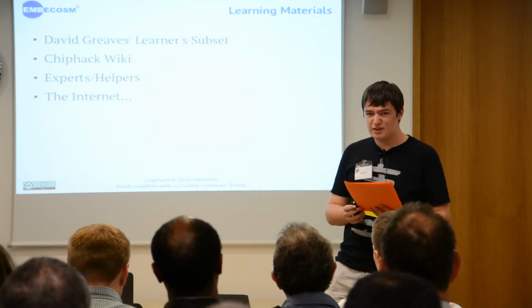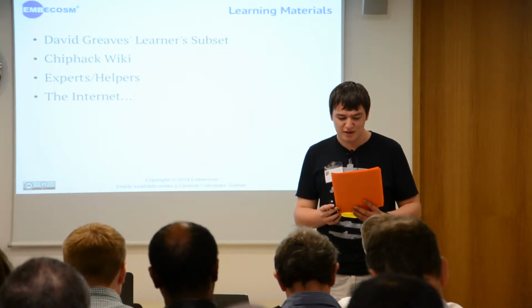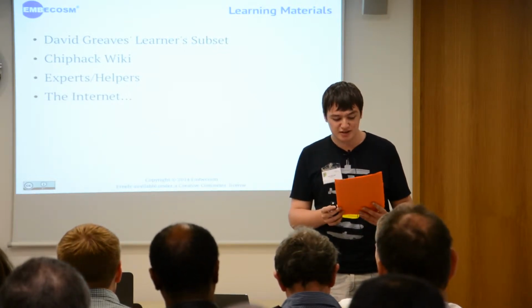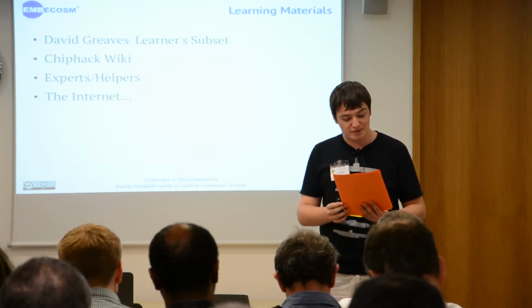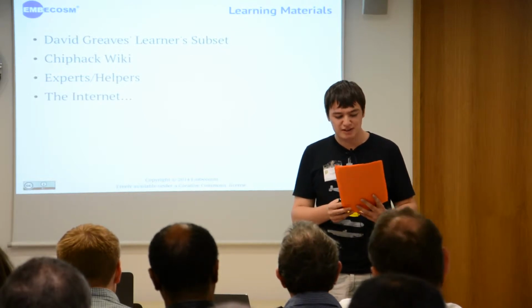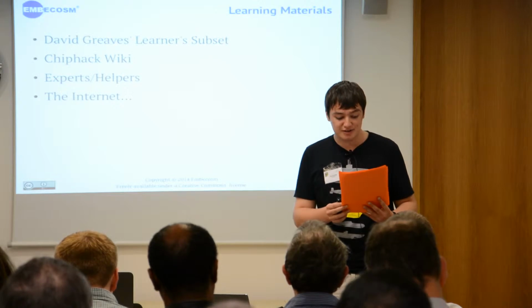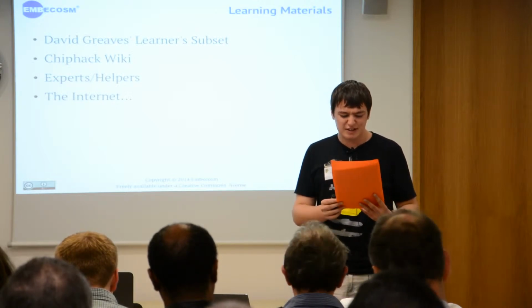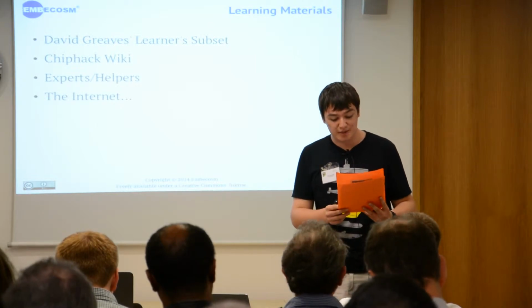How did some 15-year-old kid comprehend what is seen as a university subject? I learned a lot from the second Chip Hack in Cambridge, but I also understood some information from some university teaching materials, such as David Greaves' Learner's Subset, as well as the Chip Hack Wiki, and more importantly, some brilliant helpers. This shows that a teenager can, with some help, understand and digest the information if you direct them to the right place.